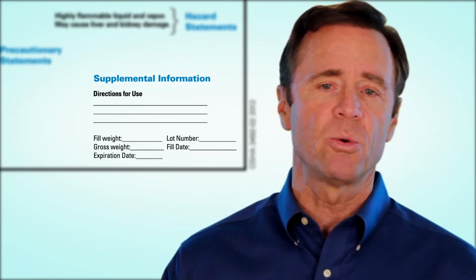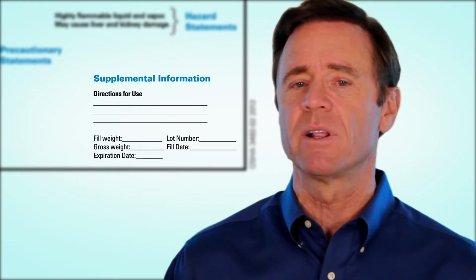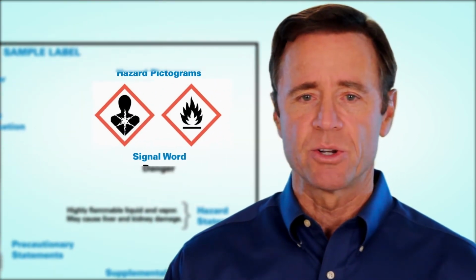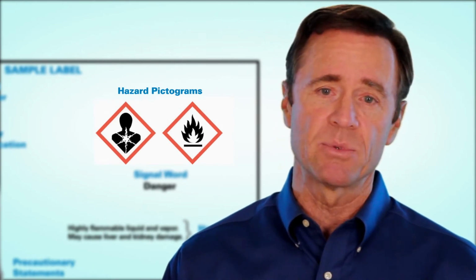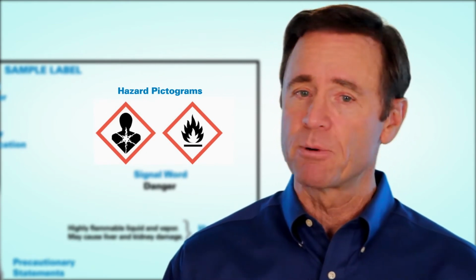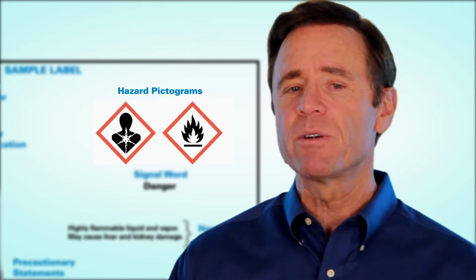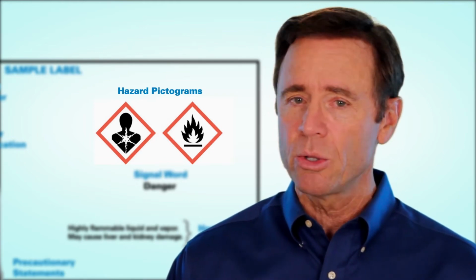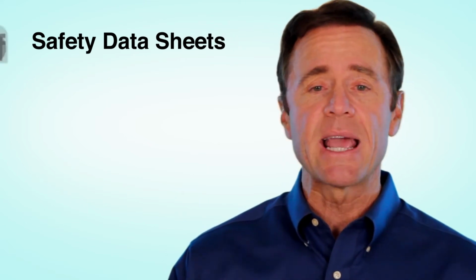It is also important to understand how the different parts of the label work together. When a chemical has multiple hazards, you will see multiple pictograms. When there are similar precautionary statements, the one providing the most protective information will be the one included on the label. In addition to the label, you also need to be familiar with the safety data sheets, formerly known as MSDS forms.